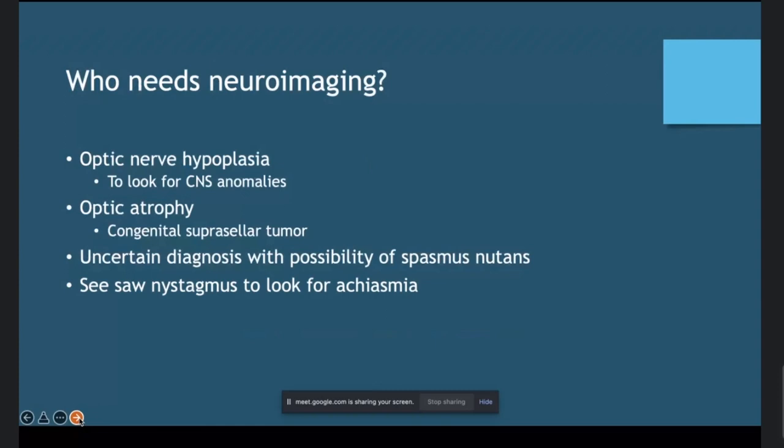I'm not going to go into this. This is the same thing. Who gets neuroimaging and who gets what, we'll come back to this in a minute.